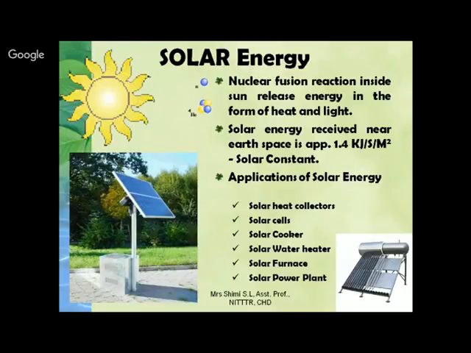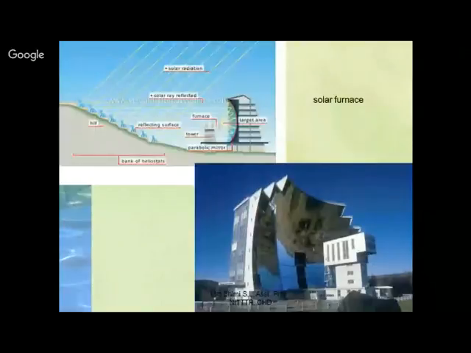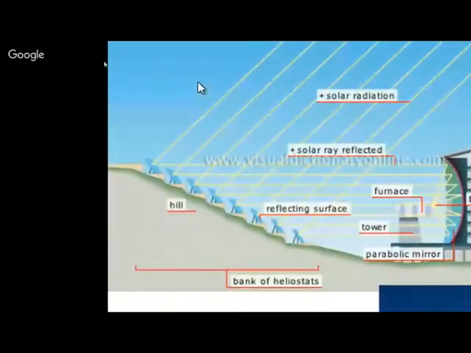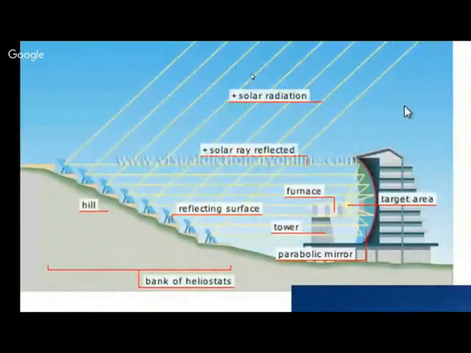Now next, some applications of solar energy: solar heat collectors, solar cells, solar cookers, solar water heaters, solar furnace, solar power plants, all these are available. These are the different ways by which we can harness solar energy. Here you can see a slide of a solar furnace. This is a real-time picture of a solar furnace, and the other one is a small solar furnace. I think you can see it clearly now.